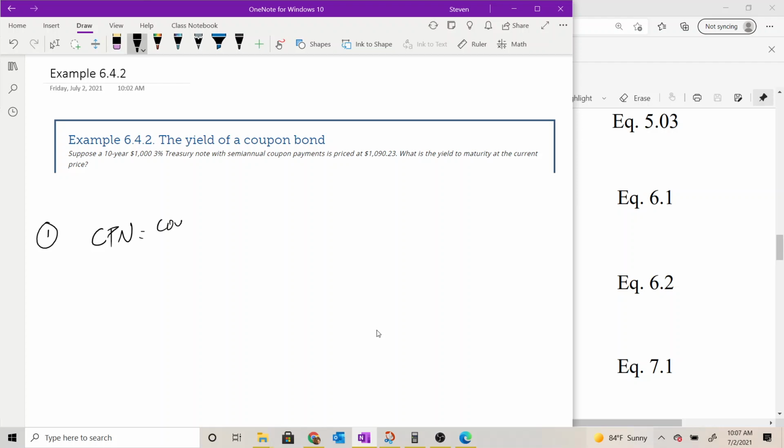So the coupon payment is equal to the coupon rate times the bond's face value. And then we're going to divide that by the number of coupon payments per year.